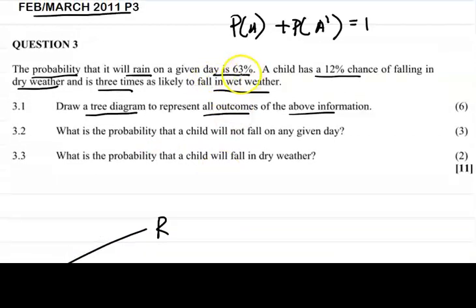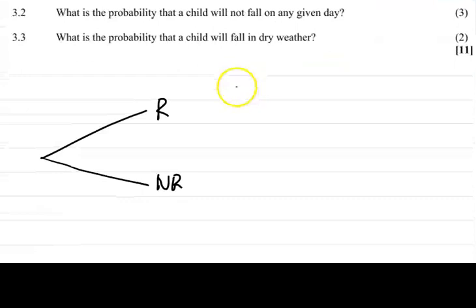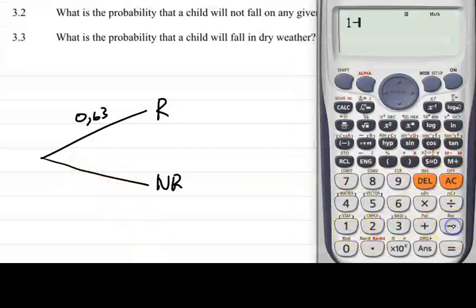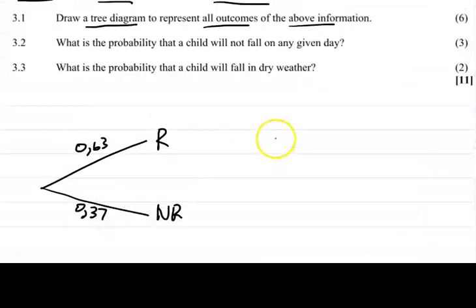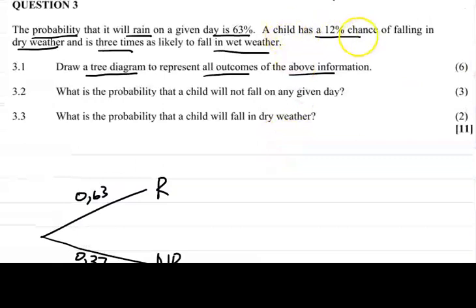They tell us that it's going to be 63% that it may rain. So therefore, let's write it as a decimal. So that will be 0.63. So therefore, the probability that it will not rain will be 1 minus the probability that it will rain, which is 0.63, which is 0.37 or 37%. So 0.37.